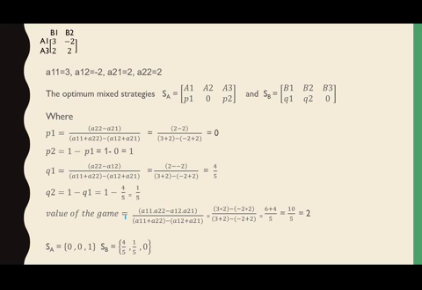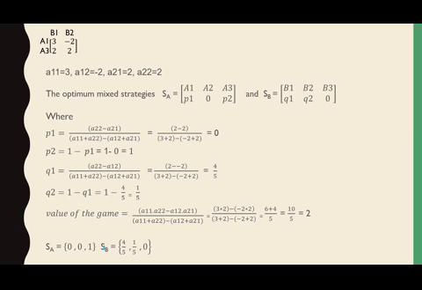Find the value of the game. When you substitute the values, you get 6 plus 4 by 5, which is 10 by 5, which is 2. So the value of the game is 2. The optimal strategies for A: A1 is P1. The P1 value was 0, so I get a 0 here. A2 already was a 0, so I get a 0 here. A3 is P2, which is 1. Okay.